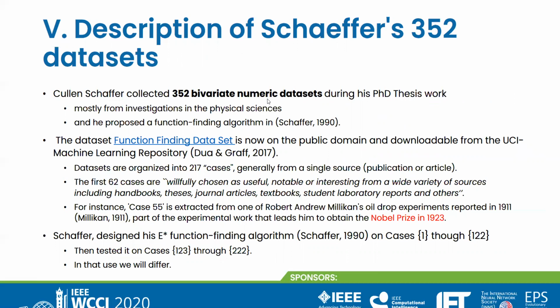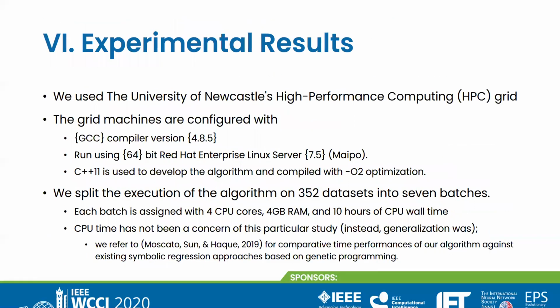So the dataset contains 352 bivariate numeric datasets that were collected by Schaeffer. The dataset is now in the public domain, and it's separated in cases. Schaeffer used it initially by separating the cases into training cases and test cases. So in this use, we differ from Schaeffer, in that we are using leave-one-out cross-validation. We used a high-performance computing grid from the University of Newcastle. Details are given in the paper.